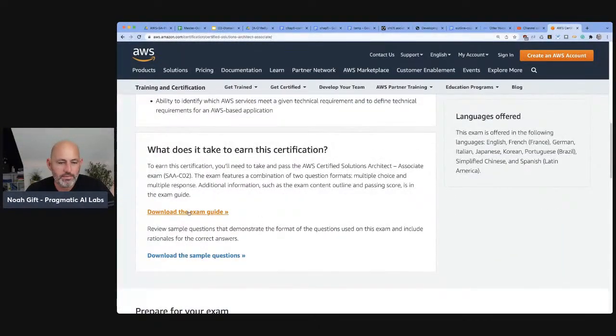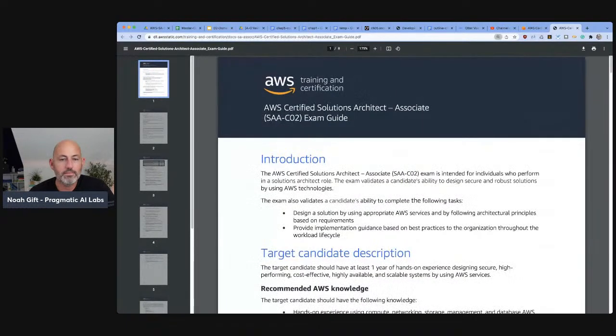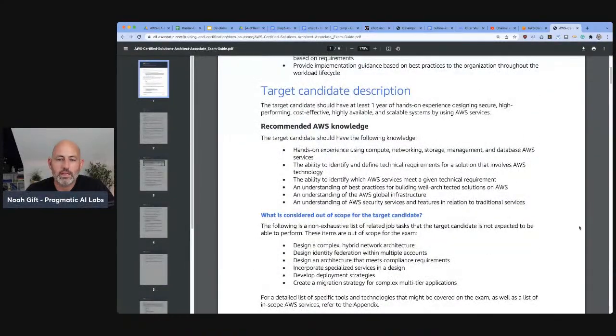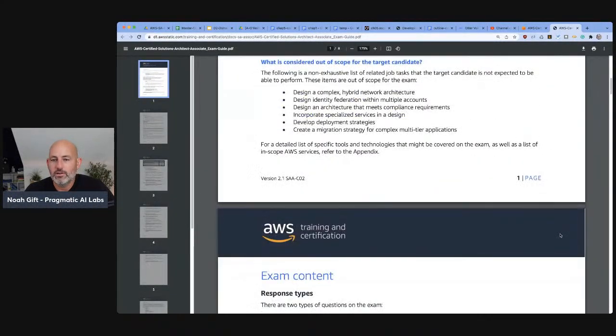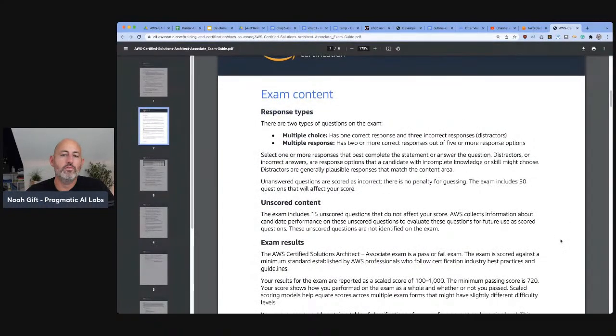And there's an exam guide, which I think is a great place to start. If you're going to try to pass an exam on AWS, this is the first place to start: look at the target candidate description, see the things that you're required to do, look at the overview of the exam content.